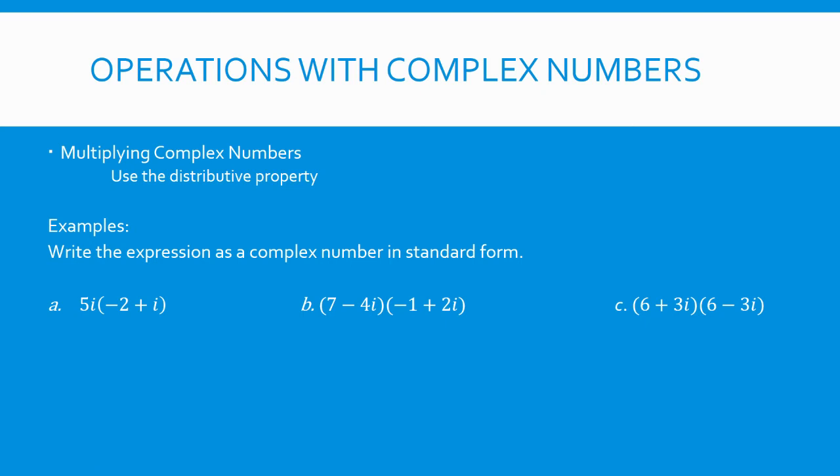Now we're going to compute multiplication of complex numbers using the distributive property. So once again, just like we have in the past, we're going to distribute like any other normal variable would. I'm going to get into simplifying some of these on the next slide, but for now, we're going to simplify everything we've known how to do up to this point. 5i times negative 2 gives me negative 10i. 5i times i gives me 5i squared.